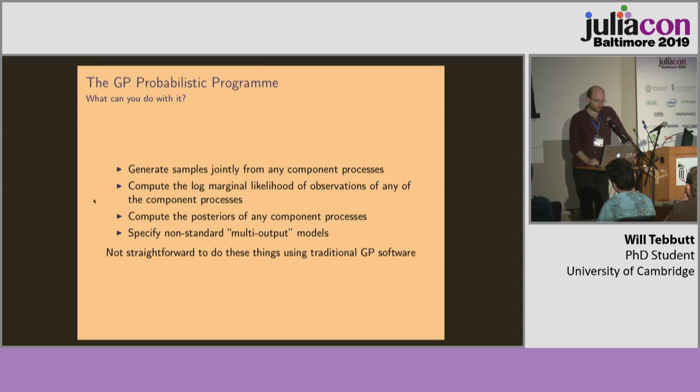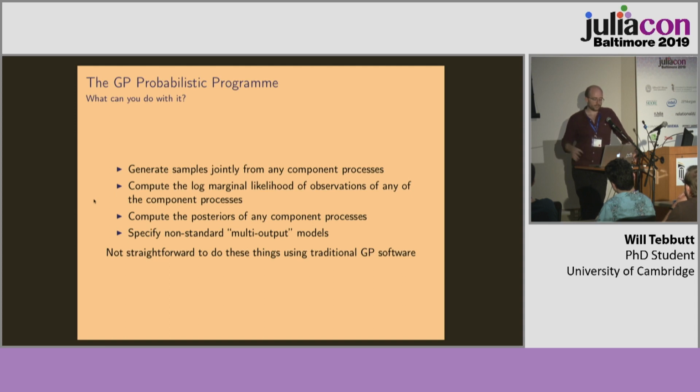So what can a GP probabilistic program do for you, at a very high level? Given that you've written your program down, you can sample from any bits of it. You can compute the log marginal likelihood, the log PDF of any observations of any of the component processes at the same time. You can compute the posterior of any of the component processes, and for those who are into the GP literature, it gives you a way to specify fairly non-standard multi-output GPs, which isn't something you can normally do in other frameworks.